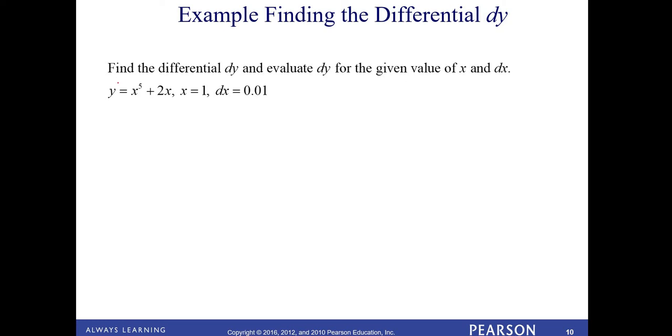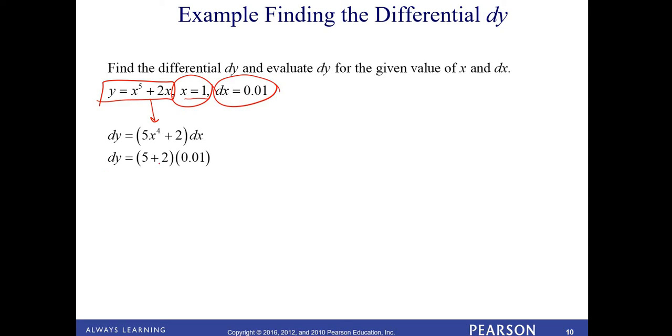Finding the differential dy. Find the differential dy and evaluate dy for the given value of x and dx. So here's my function. I'm going to find the differential when x equals 1 and my change in x is 0.01. So first we find our differential equation. Dy equals our derivative, just simple power rule, times dx. Now I'm going to evaluate this when x equals 1 and dx equals 0.01. So my differential, 5 times 1 plus 2, and my differential is 0.07.